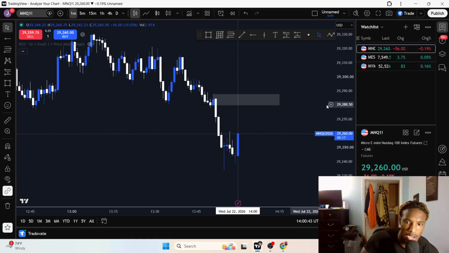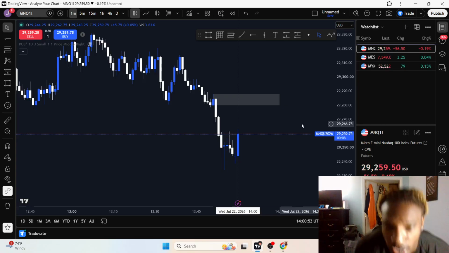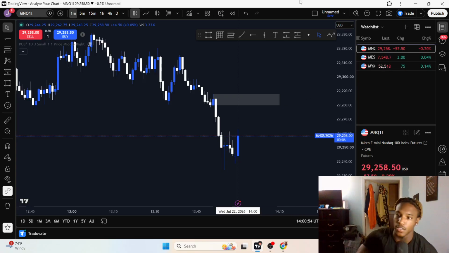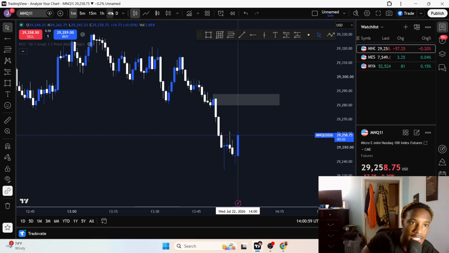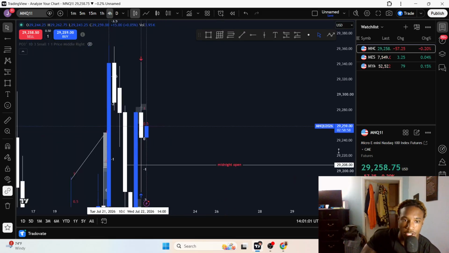All right, guys. So I'm about to do something that I haven't done in a long time, which is trade the afternoon session. It is currently 2 p.m. EST, and I want to get into the second phase of the market, the afternoon session. So let's look at the 4 hour time frame first on MNQ.